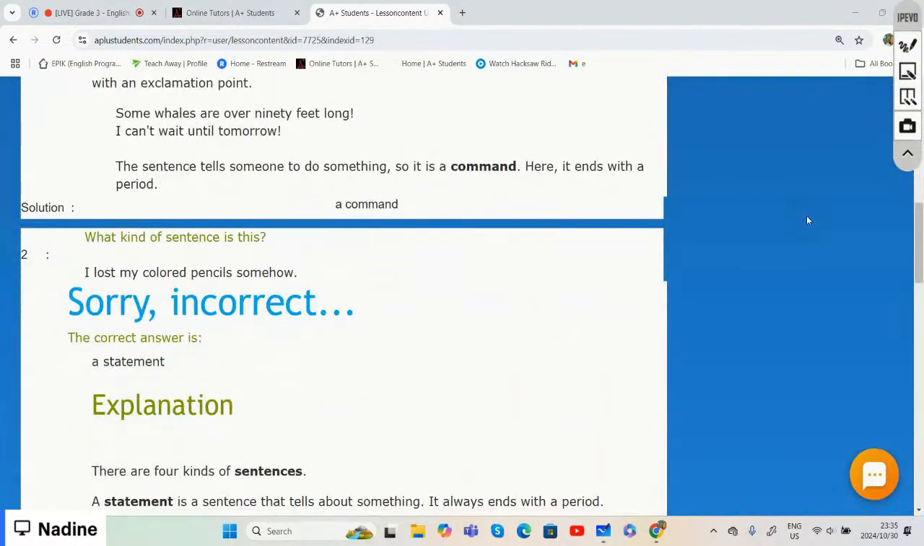The next one says, I lost my colored pencils somehow. I lost my colored pencils somehow. If we look at that sentence, is it a statement, a question, a command, or an exclamation?